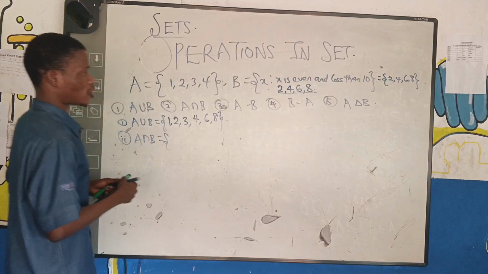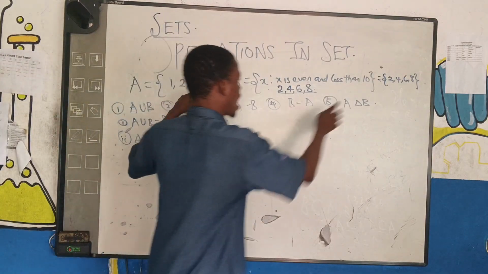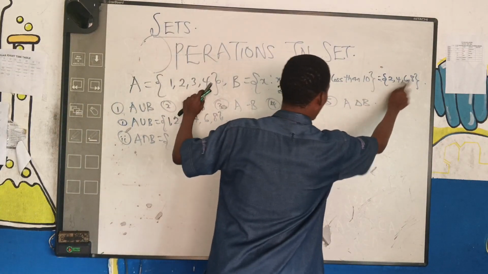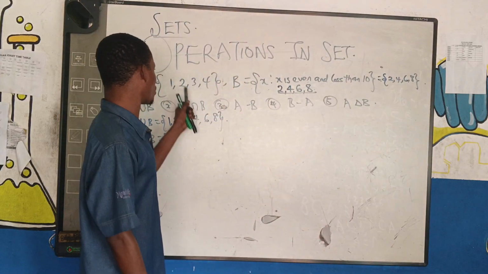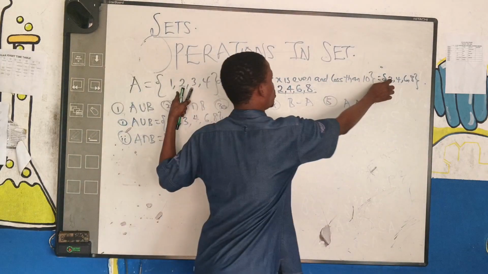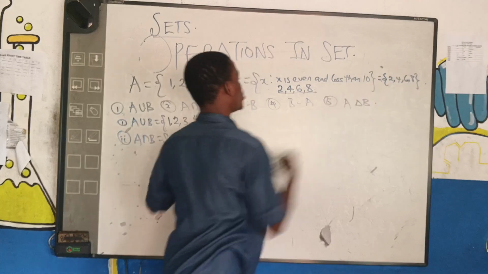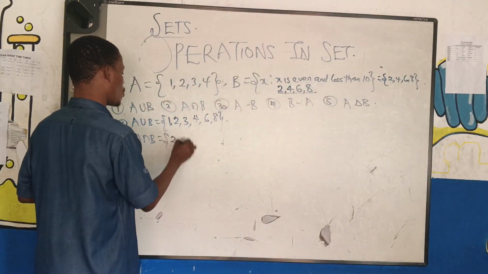Now, the intersection between the two sets. What is in A and in B at the same time? Looking at it here, 2 is in both, 4 is in both. So I'll say that's 2, 4.